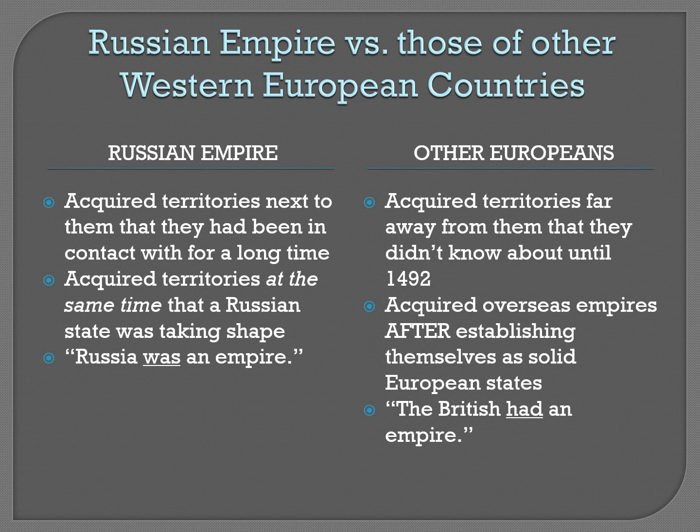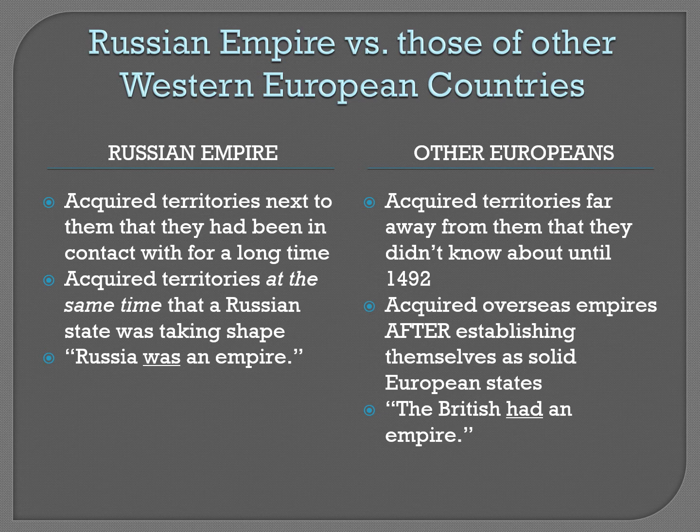Another interesting comparison. For the Russian Empire, they acquired the territories at the same time that a Russian state was taking shape. So as this Russian state is developing, right, and as this tradition of a strong monarchy is developing, this is at the same time that they are expanding their territory and creating a Russian empire.